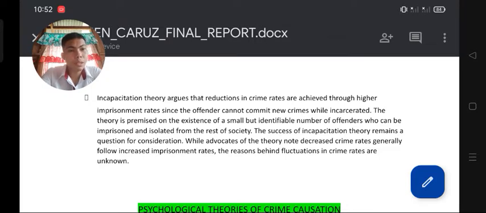The success of the incapacitation theory remains a question for consideration, while advocates of the theory note that decreases in crime rates generally follow increased imprisonment rates. The reasons behind fluctuations in crime rates are unknown.